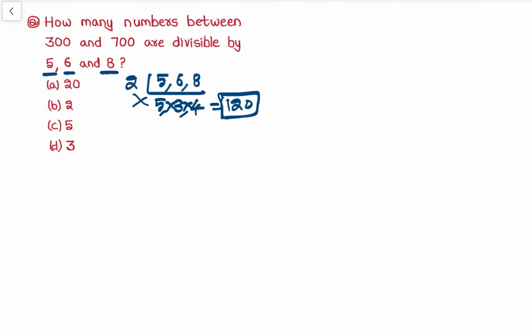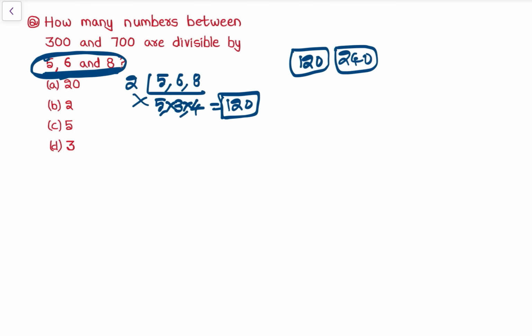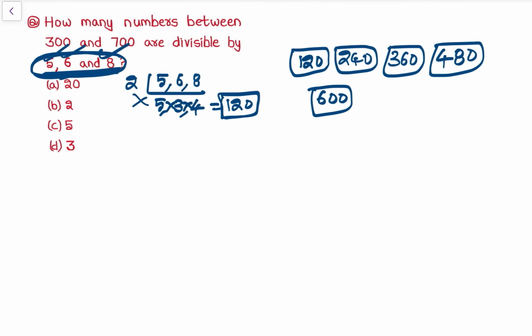So अब जो भी 120 का मल्टीपल्स है वो सब, so say 120. See how many numbers divisible by all these three, इनका LCM would be divisible. So 120 is divisible, then 120 का multiple 240 is divisible by all these numbers 5, 6 and 8. Then 240 plus 120, that is 360 is divisible. Then 480, then 600, then 720 are divisible by all these numbers.